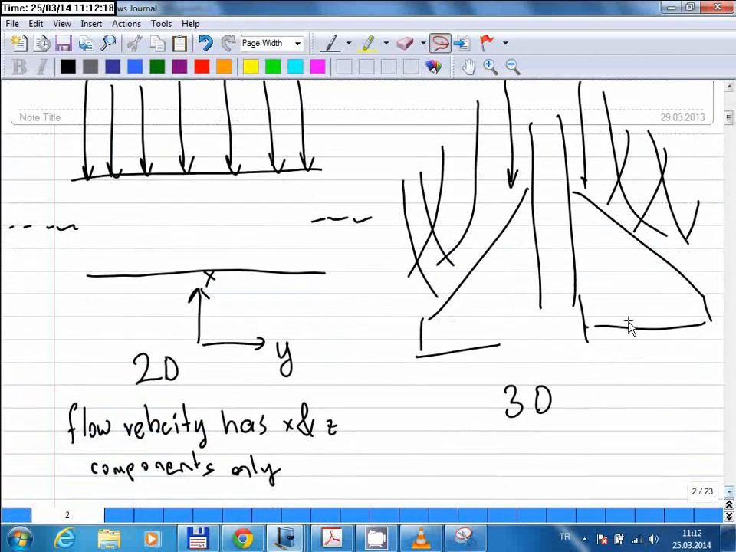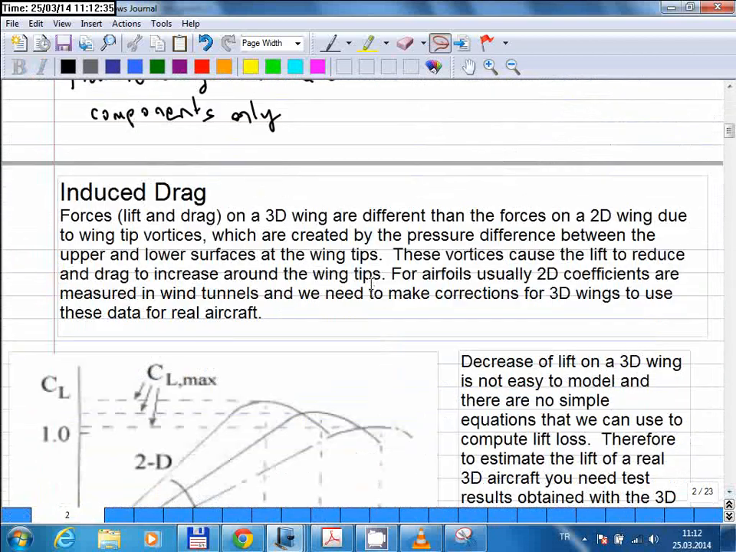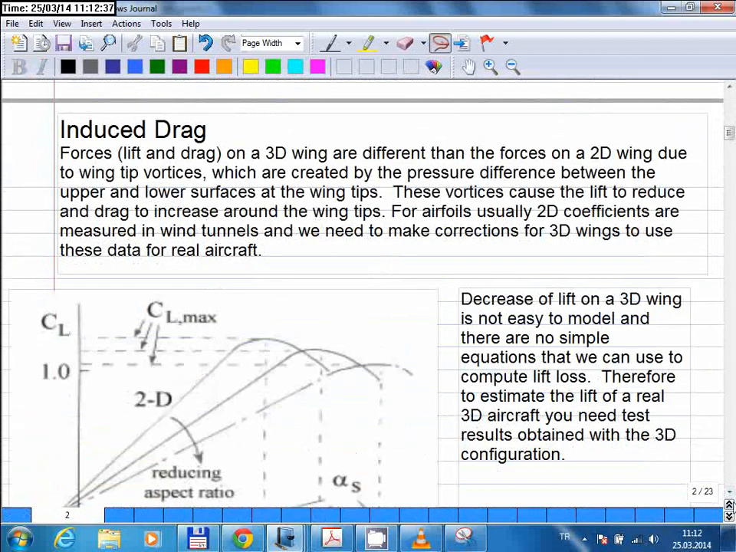So this is just a summary of the previous discussion. For a two-dimensional airfoil, nothing changes along the span-wise direction, and this is the 2D scenario. And in the three-dimensional case, you have some span-wise flows, and there will be some losses related to that. Okay, now let's start talking about how to consider these losses in our equations.